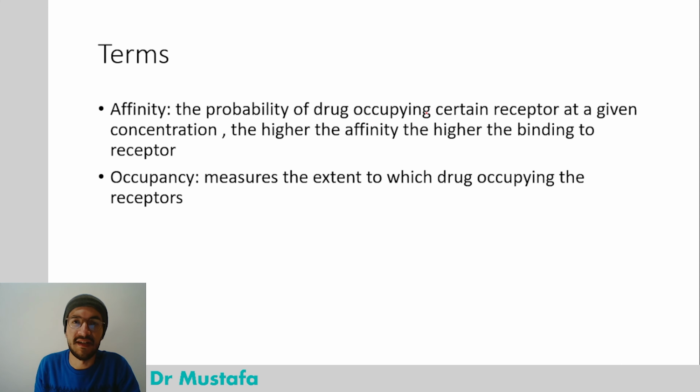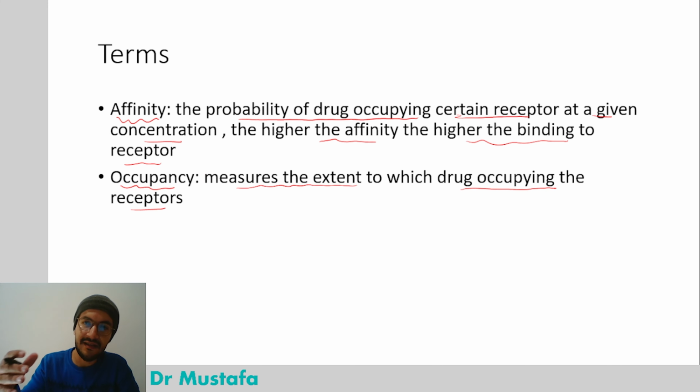Now we have some terms that are related to the receptor and the drug. So we have the affinity and the occupancy. The affinity is the probability of a drug occupying a certain receptor at a given concentration. The higher the affinity, the higher the binding to the receptor. While the occupancy measures the extent to which the drug is occupying the receptors. So the higher the occupancy, the higher the number of receptors occupied, while the higher the affinity, the higher the drug binding to a single receptor. So again, occupancy is related to the number of receptors occupied. The affinity is related to the binding between the drug and the receptor.